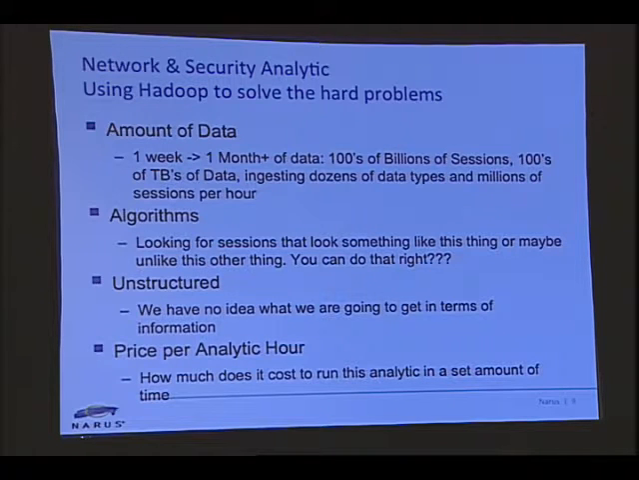Finally, the price per analytic hour. With Hadoop, we found a very good price per analytic hour, and that's actually one of the measurements that we use: how much does it cost to run a certain analytic in a certain amount of time.